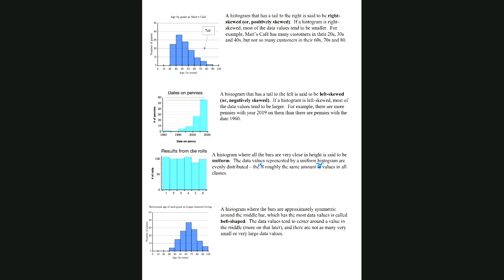And finally, if I have a histogram where the bars are approximately symmetric around the middle bar, so there's a middle bar and it has most of the data values, and the rest of the bars are sort of approximately symmetric. Even though these aren't the same, they're about the same height. So I would call this approximately symmetric around that middle bar, and the middle bar does have the most values. We call this bell-shaped. And you can see that because it looks like a bell when I draw a line.